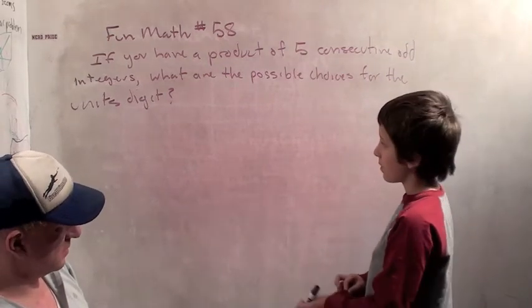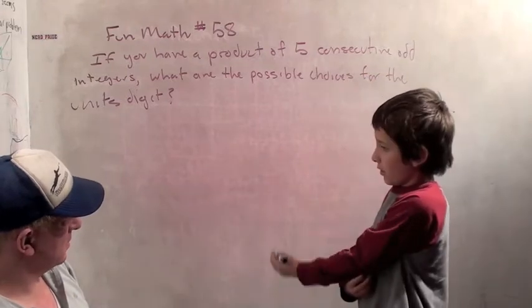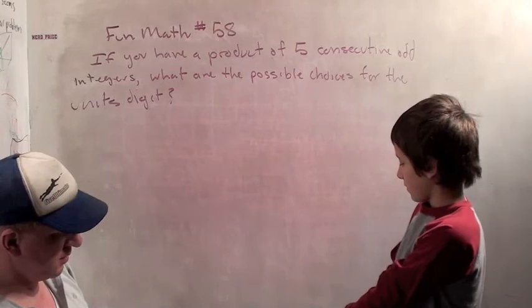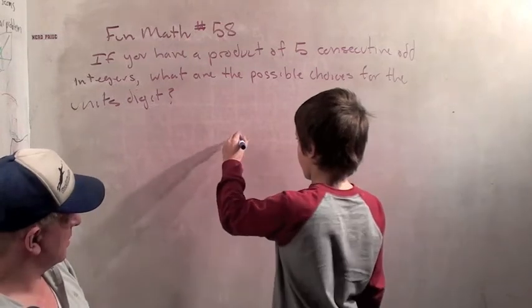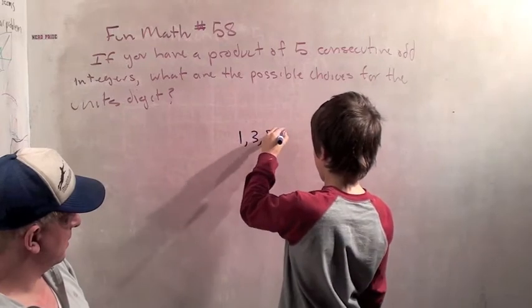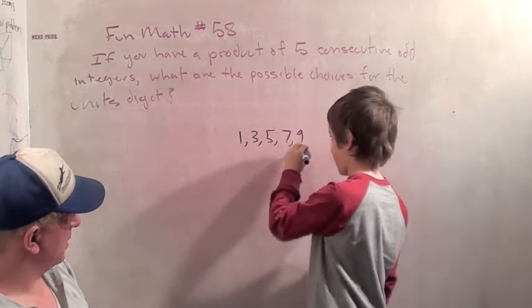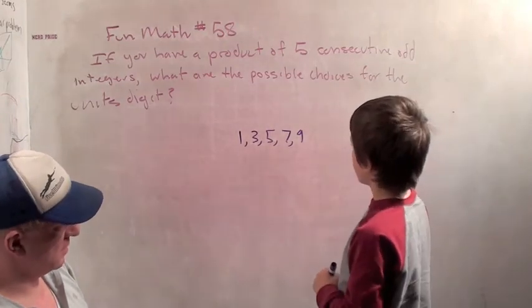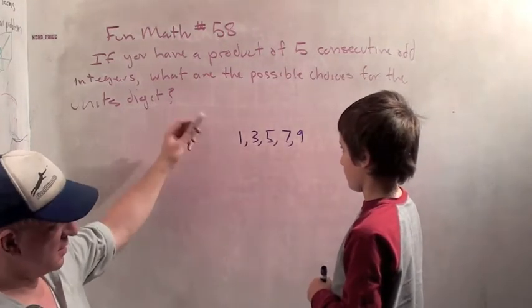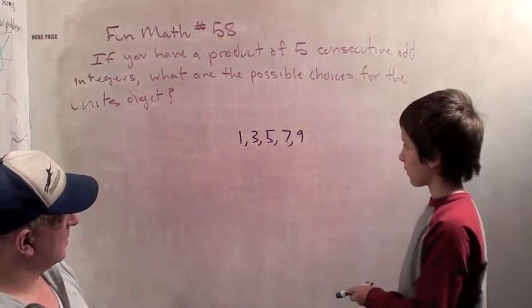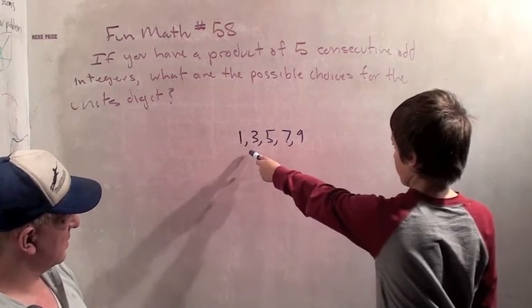Well, we could look at some 5 consecutive odd integers. Where would you like to start? We can start at 1, 3, 5, 7, and 9. Great. That's a good place to start because we don't really know what else to do. What's the units digit of this product?